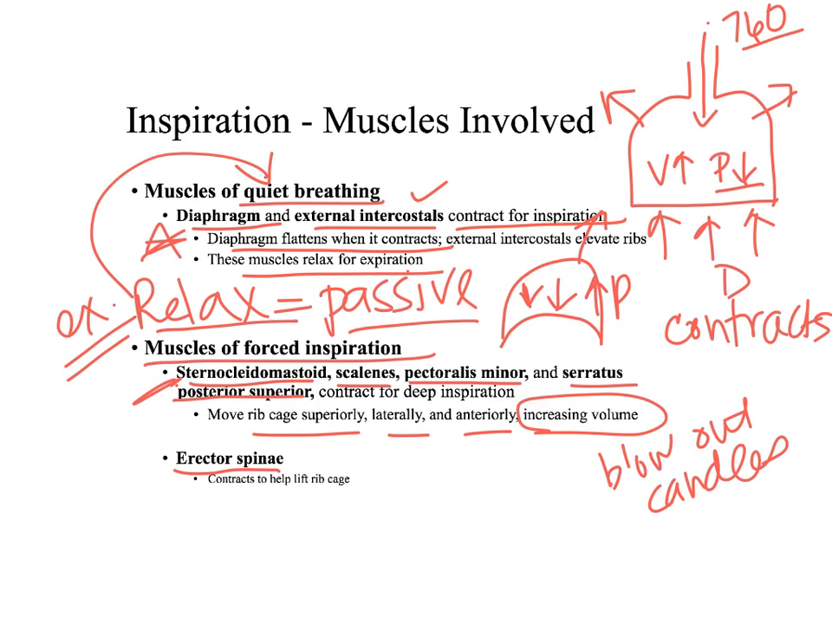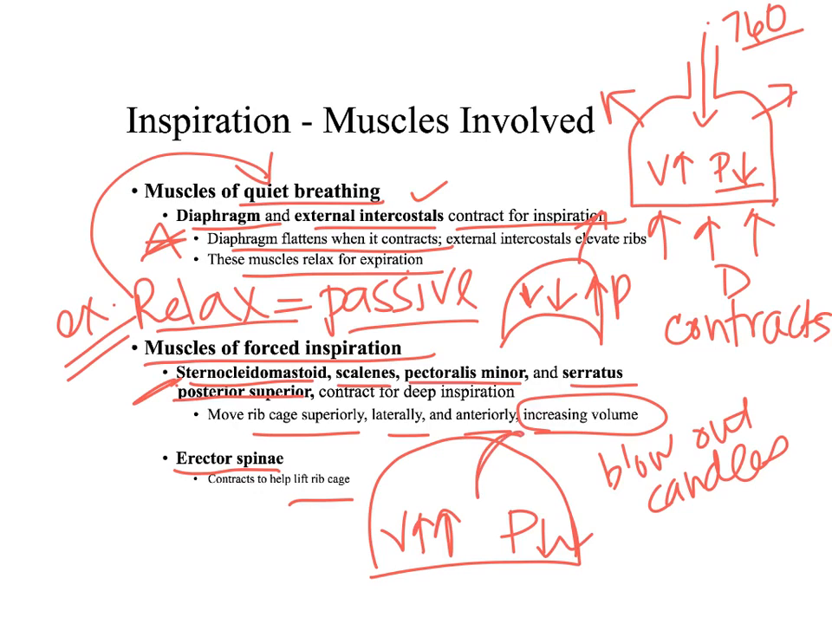The erector spinae will also help lift the rib cage. Those are the ones that run alongside your back. So what will happen there is we'll increase the volume even more, so then the pressure drops even more, and you have a greater gradient, and the air will come in even more and faster.